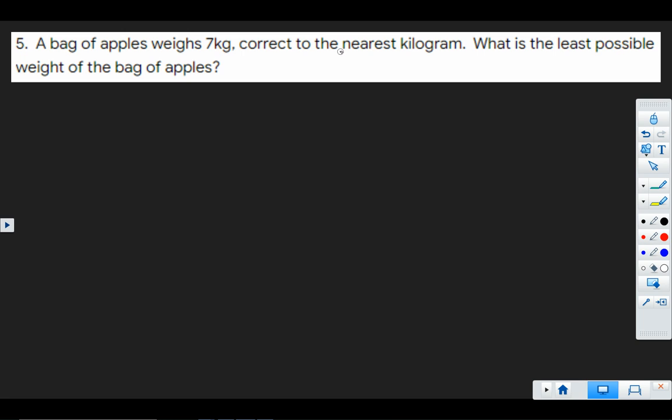Okay, question 5. When we see this here, to the nearest, that suggests to us that there's some rounding going on, but the rounding has happened. So what we're being asked was not what is a number rounded to the nearest kilogram, but we're told that the rounding has happened. What could that number have been? So I think we're just going to have a look at our number line here.